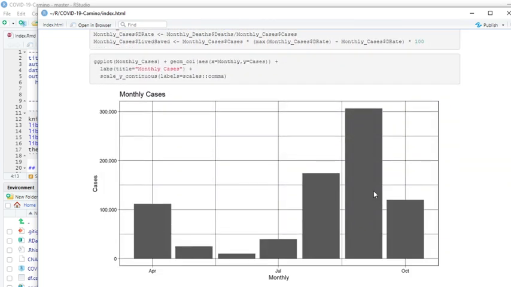Let's take a look at the monthly numbers. September was the largest month, with over 300,000 cases for the month of September. October has almost caught August, which is not good. With 13 days in October, there are over 100,000 cases for the month.